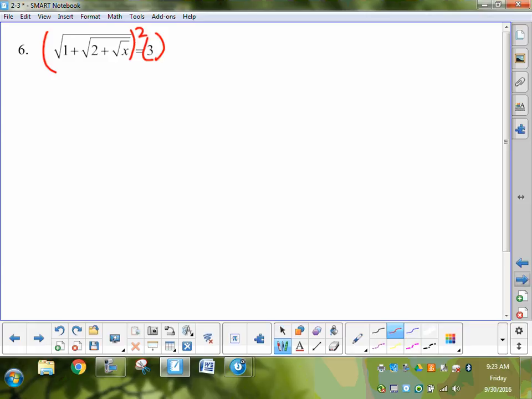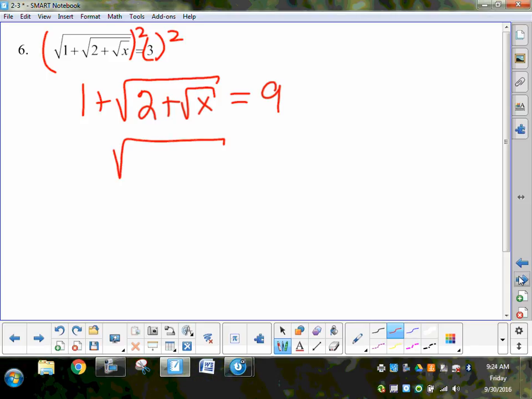All right, that gets rid of the outside radical, so I've got 1 plus the square root of 2 plus the square root of x is equal to 9. What's my next step going to be? You told us our first step is to isolate the radical. Subtract the 1, yeah, so now I've got the square root of 2 plus square root of x equals 8. Now I'll go through and square it.